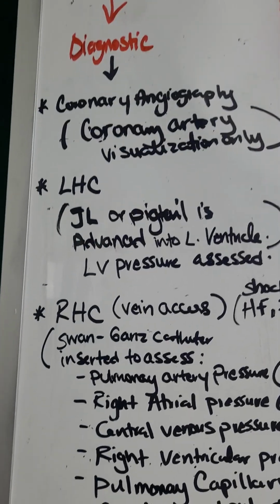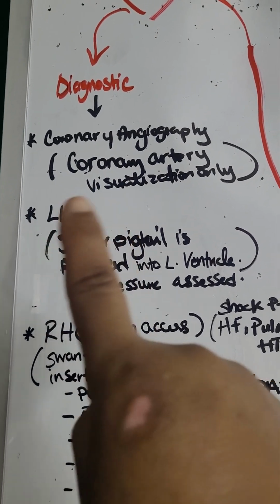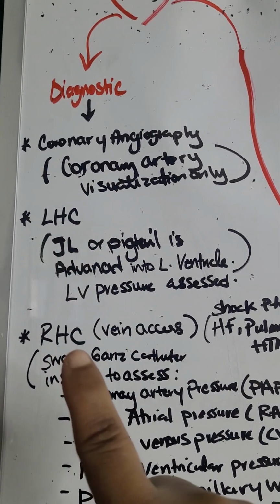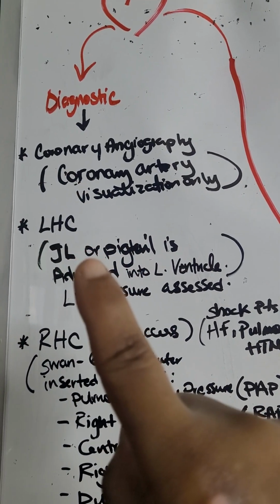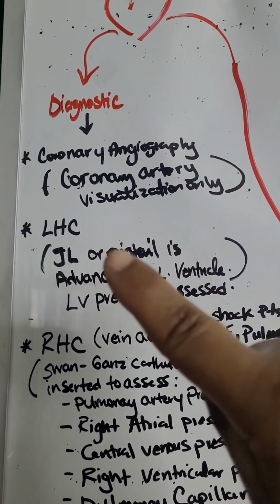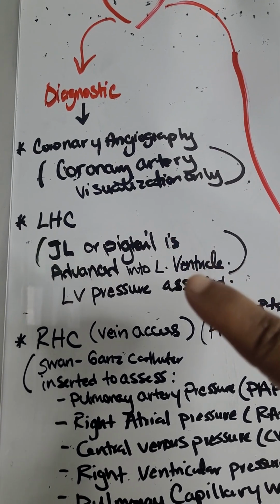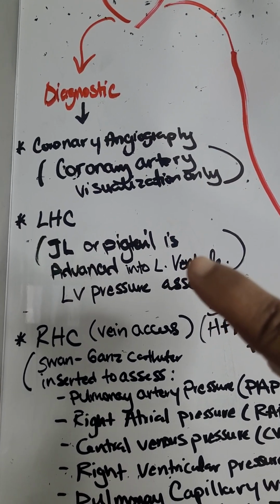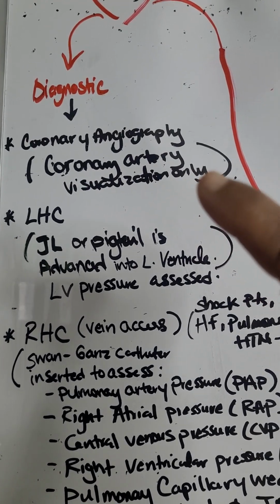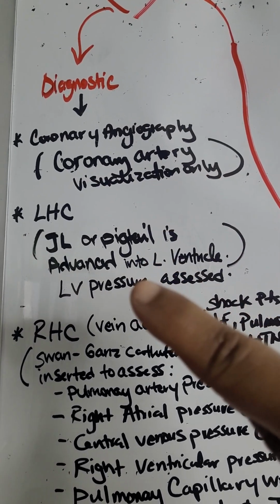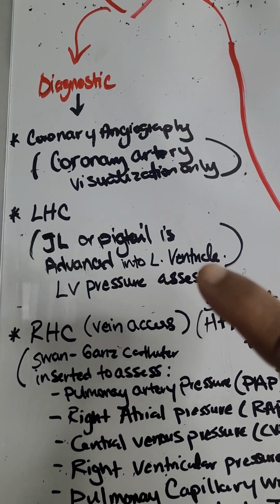Oftentimes what you'll see is we'll start it off as a left heart cath, right? So it will be called a left heart cath or right heart cath, but primarily the left heart cath. The only difference between the left heart cath and the coronary angiography is that with the left heart cath, we are still checking the coronary arteries to see if there's any occlusion. And in this case, the doctor is going to cross the left ventricle, right?